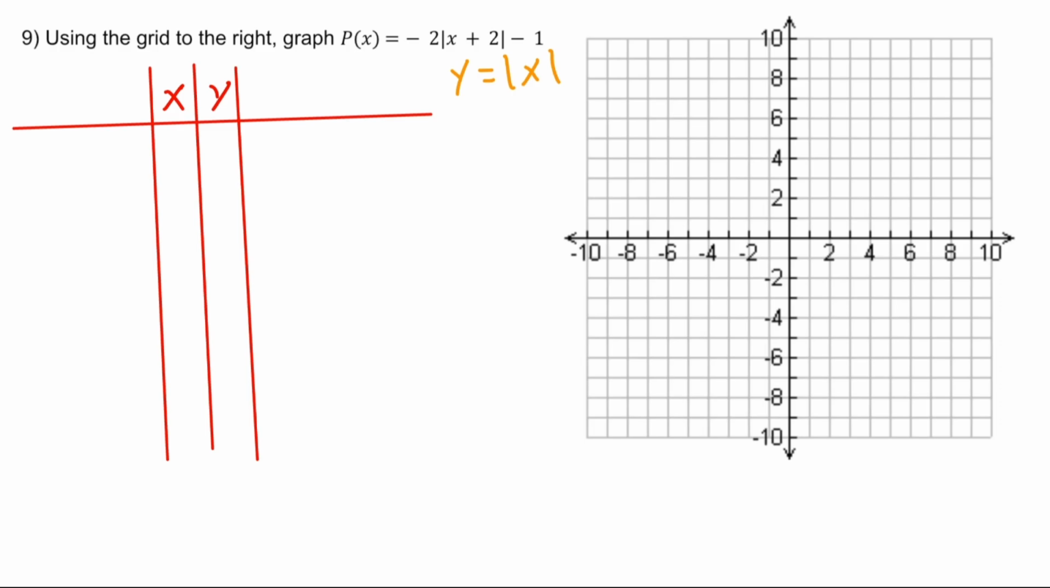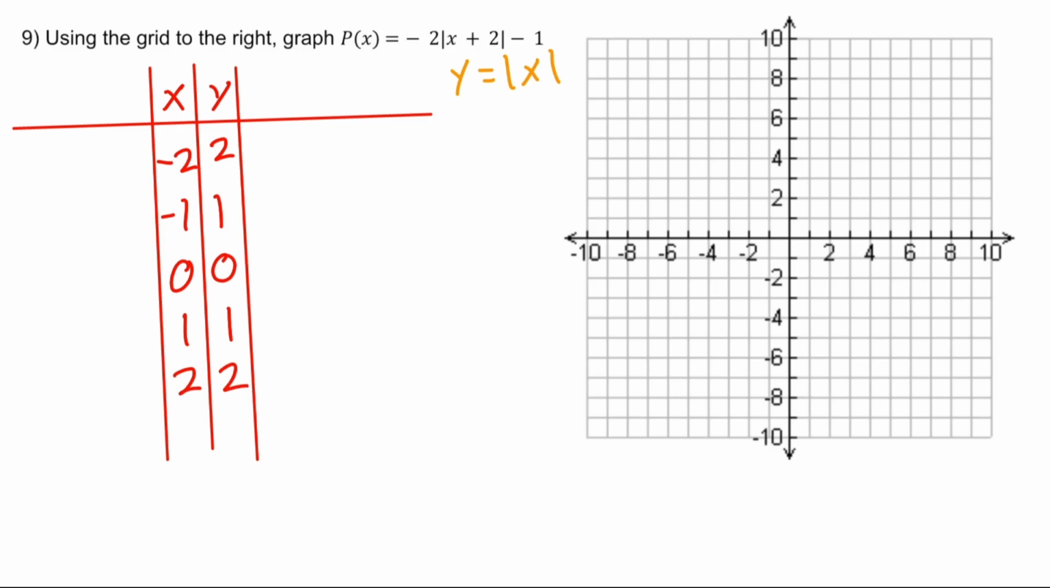So let's write our table, right? Get out your foldable. You could also just plug in points, see what you get. Let's plug in -2, -1, 0, 1, and 2. If we plug in these values into our parent, let's see what we get. -2, absolute value -2 is 2, right? Absolute value always produces a positive. Absolute value -1 is 1. Absolute value 0 is 0. Absolute value 1, 1. Absolute value 2 is 2.